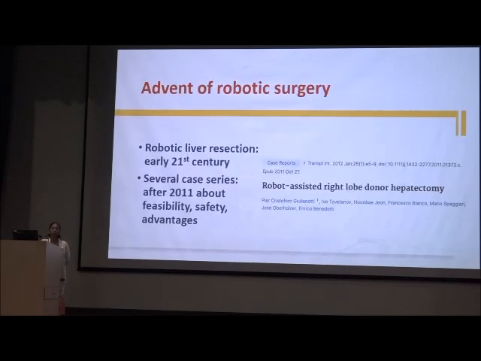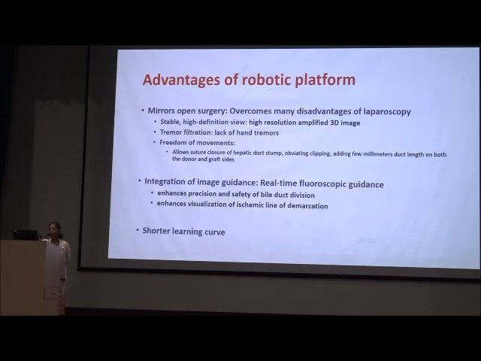Robotic surgery came up in the first part of the 21st century. The first robotic right donor hepatectomy was reported by Giulianotti from the University of Illinois, Chicago in 2012. Thereafter, there have been several series attesting to the feasibility, safety, and advantages of robotic surgery. So if we look at the advantages, why are we even discussing robotic and not laparoscopic? This is because it offers unique advantages.